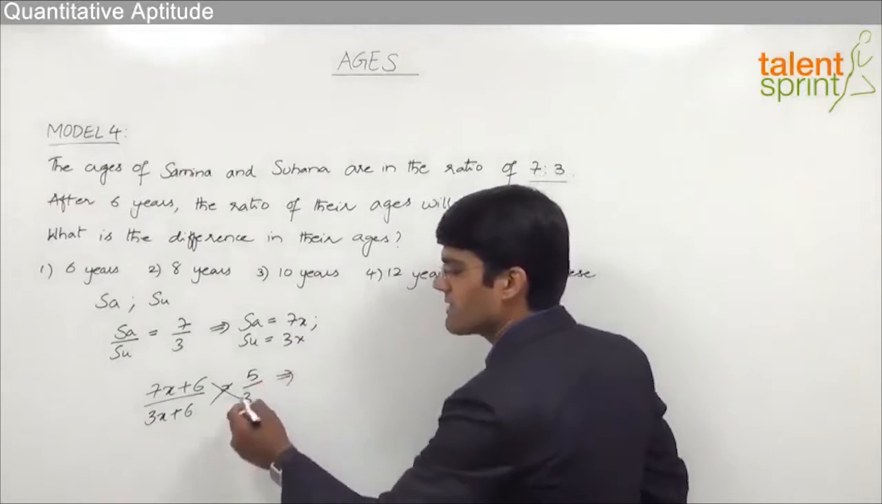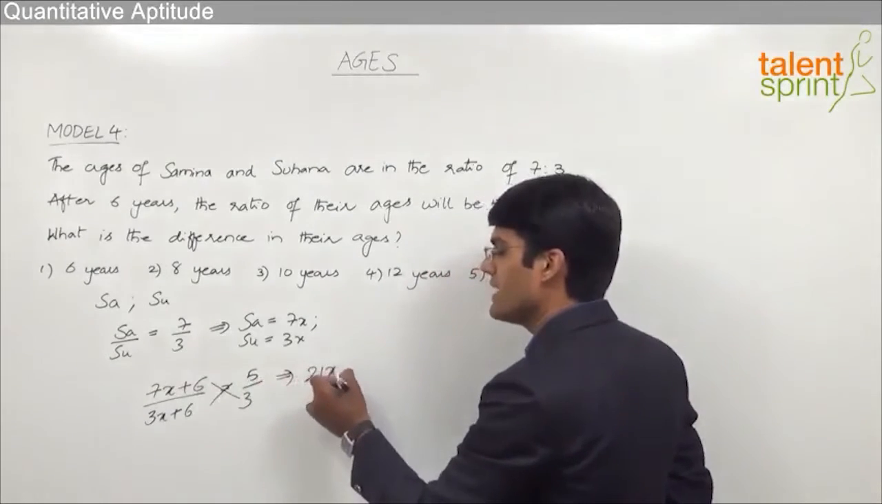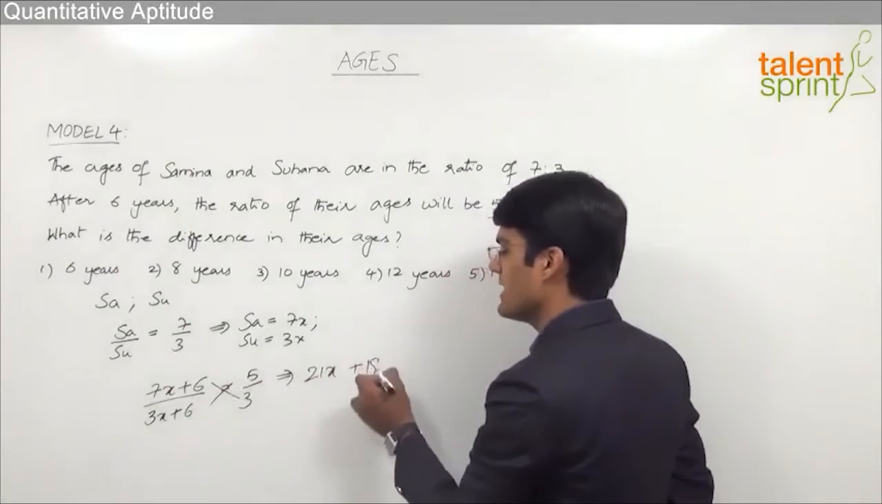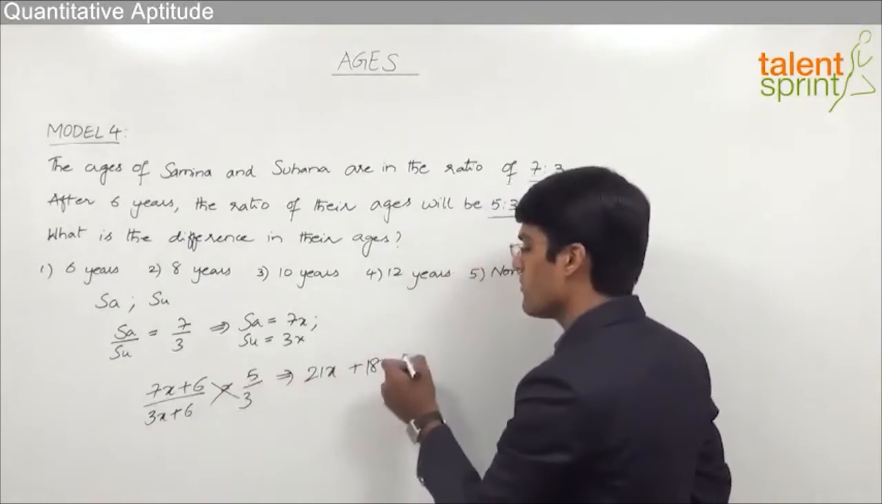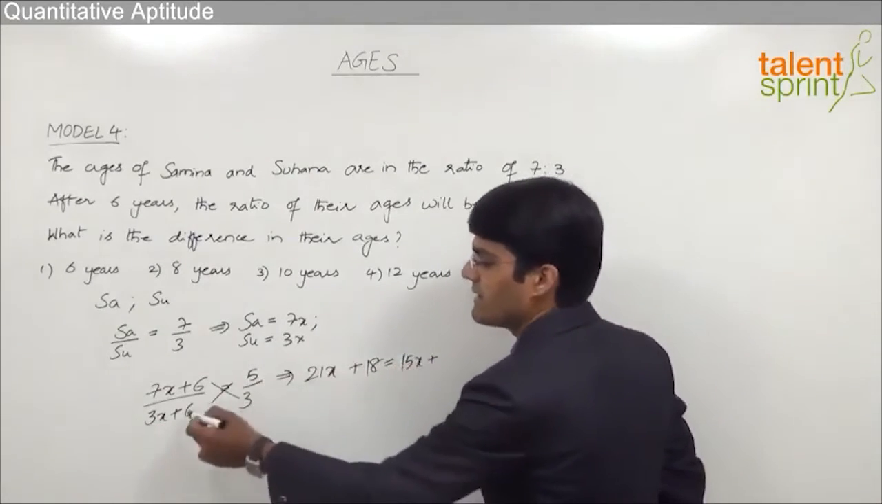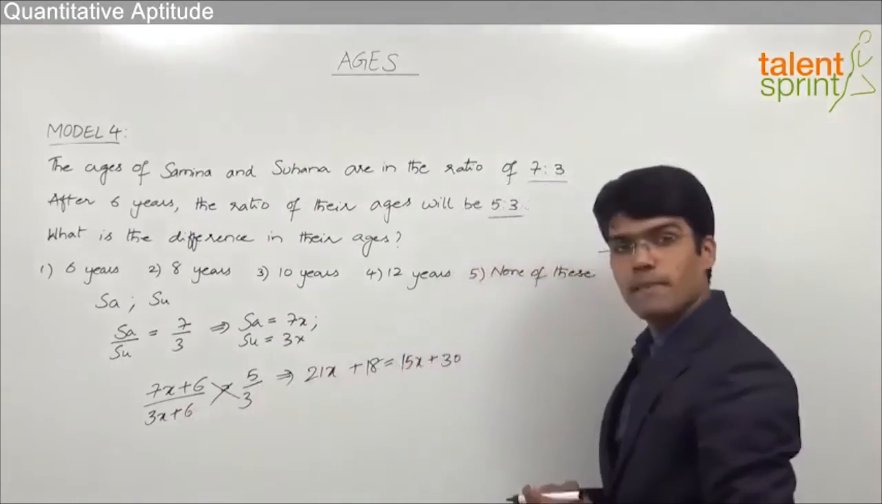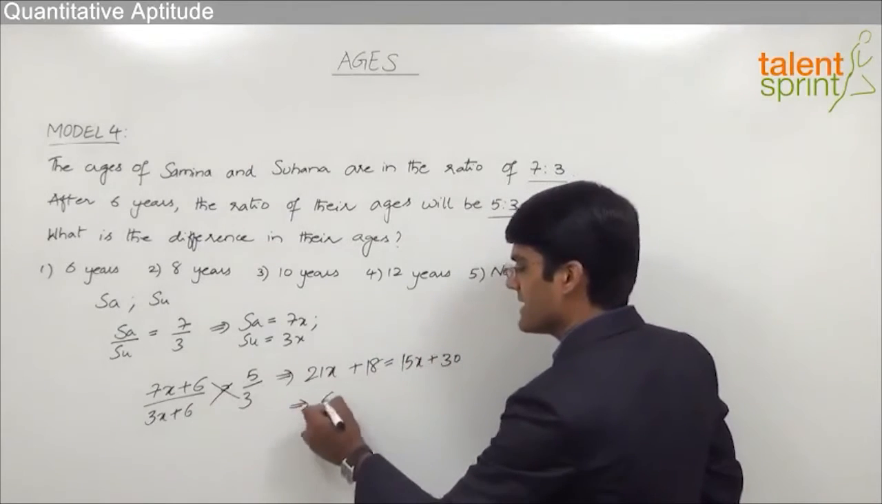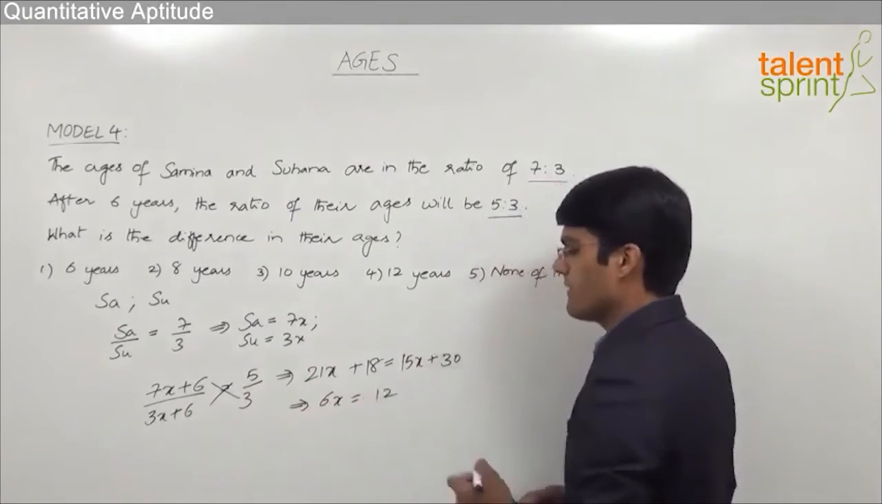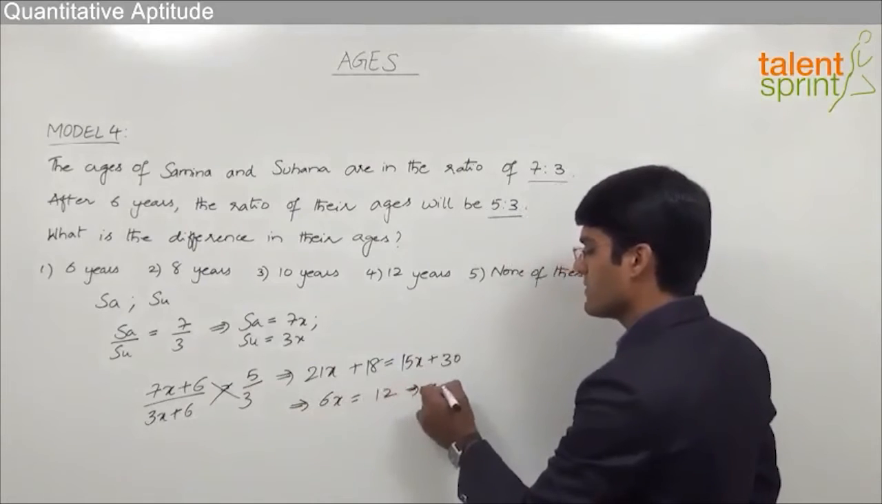So cross multiplication gives 7 into 3, 21x plus 6 into 3, 18 is equal to 3 into 5, 15x plus 6 into 5, 30. And from this we can say 6x will be equal to 12 or x is equal to 2.